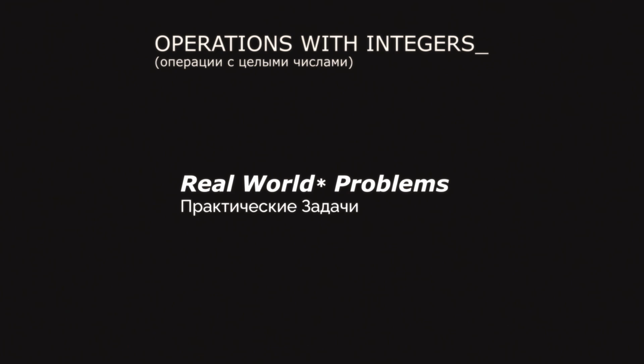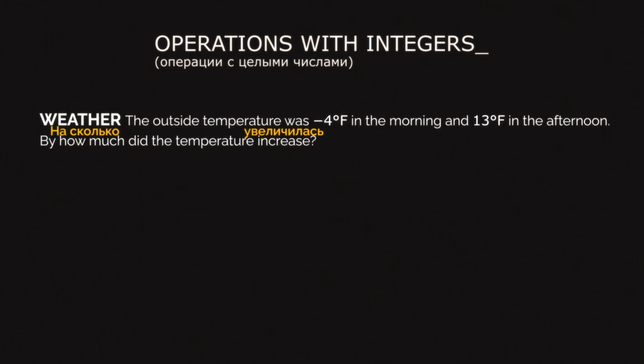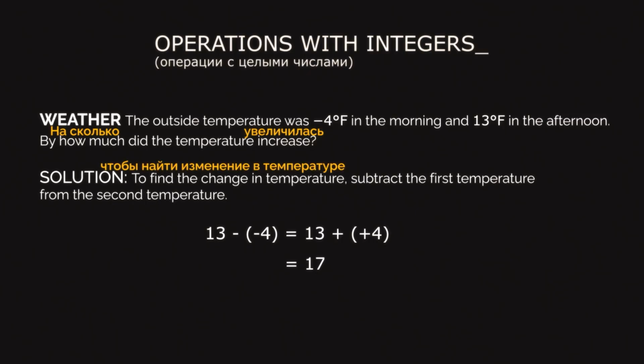It's time we solved some real-life problems. Problem 1. Weather. The outside temperature was minus 4 degrees Fahrenheit in the morning and 13 degrees Fahrenheit in the afternoon. By how much did the temperature increase? Solution. To find the change in temperature, subtract the first temperature from the second temperature. So the temperature increased by 17 degrees.